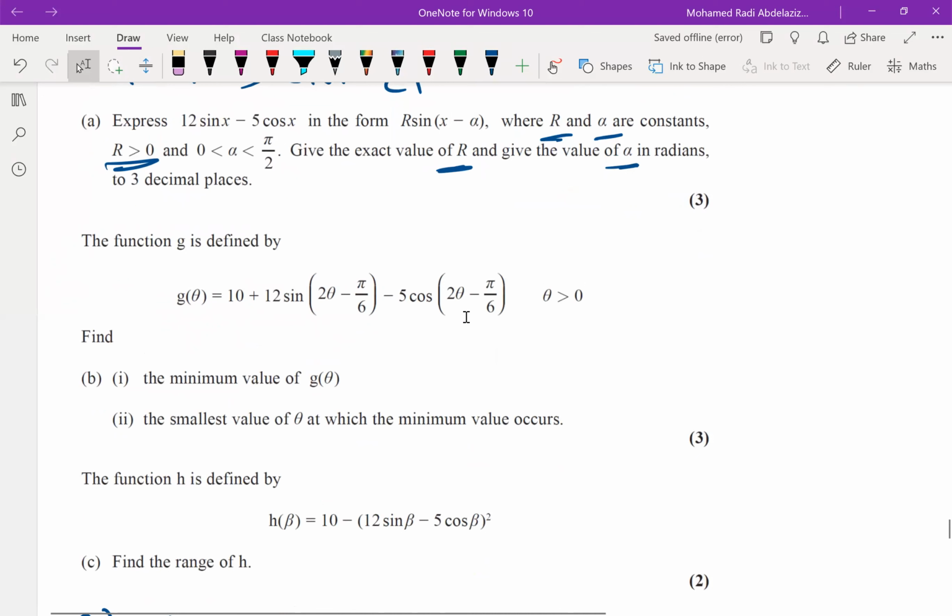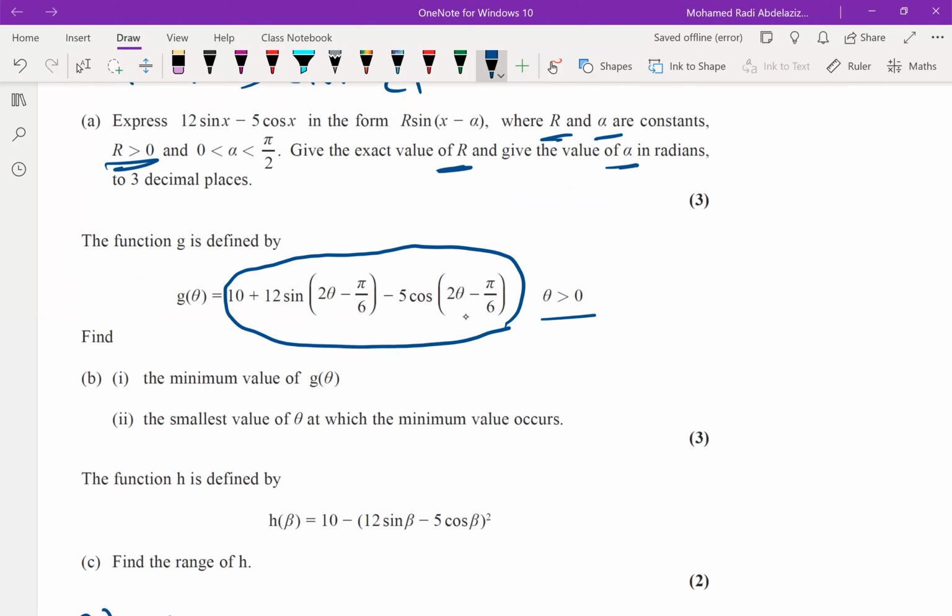g of theta is written in this form, where theta is more than 0. This is called the domain. How to get the range of this function? Back to this part. What is the range of this part? We already wrote this expression in the form of this expression. So sine of any angle, whatever we change it to, like 2 theta minus pi over 6, the range of this expression is between r and minus r.